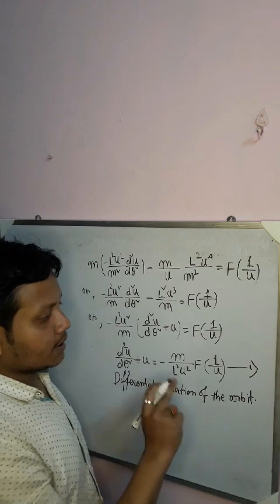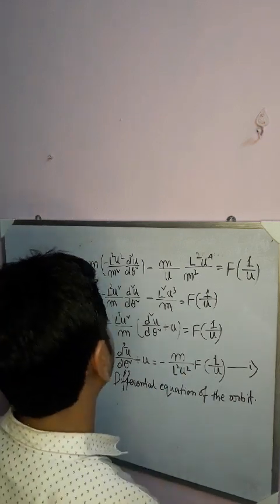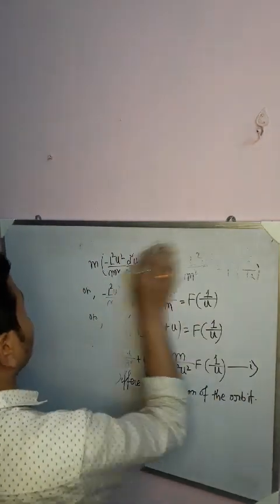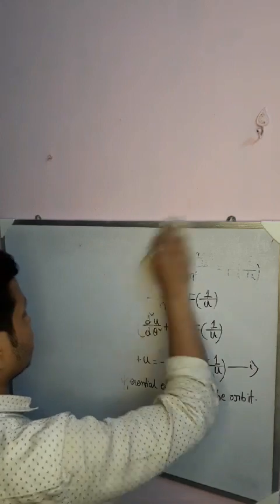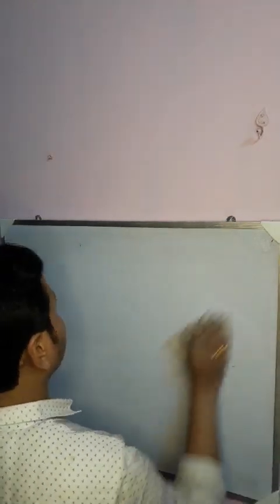We have converted the r variable into the u variable. Okay, so this is the differential equation of motion of the orbit. Now let us do a few numericals related to it so that the concept will be more clear.